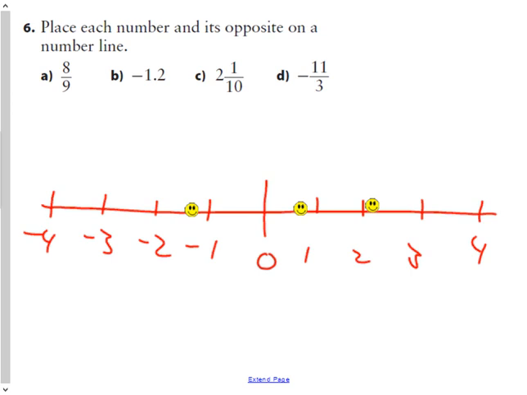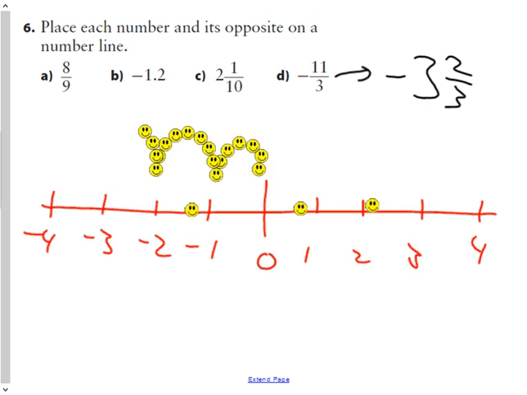And -11/3 is the hardest one we have. So if I convert this to a mixed fraction, it's going to be -3 2/3. So if I place that happy face on that, -1, -2, -3, and 1/3, 2/3, right there would be where -11/3 goes.